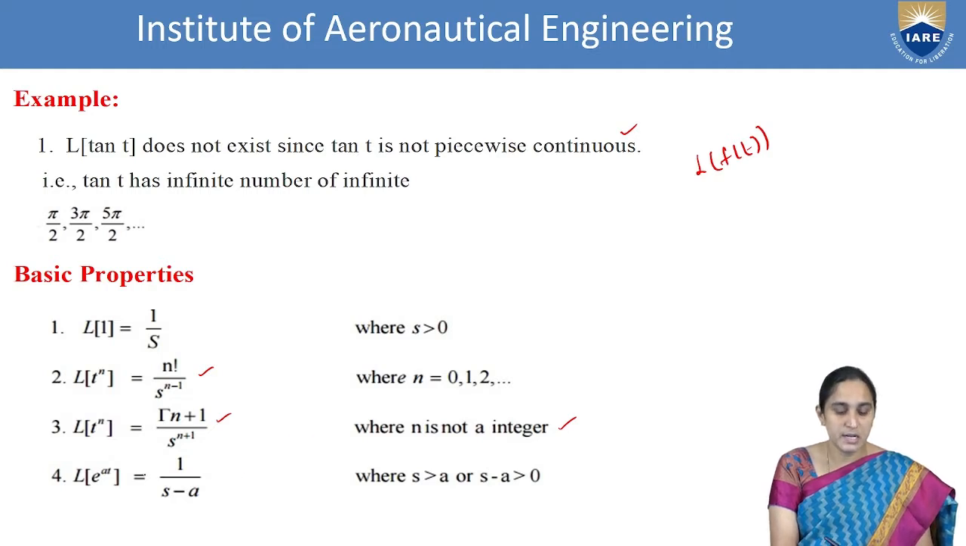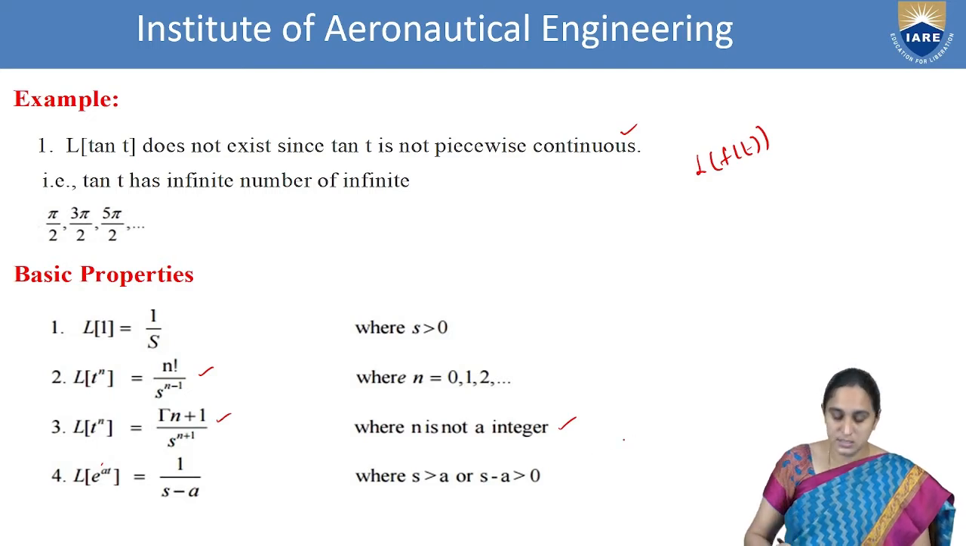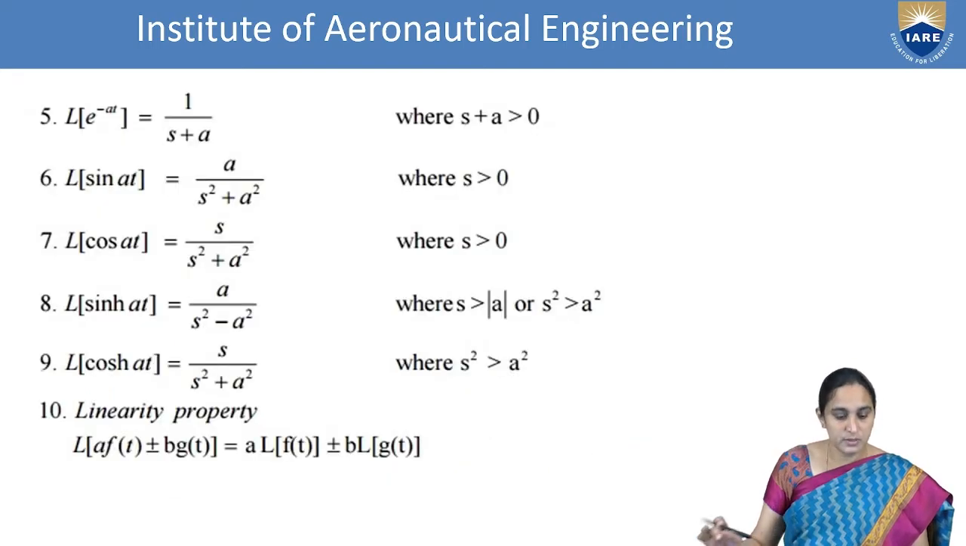What is e power at? That is an exponential form, and here the t coefficient is a. For that case, the Laplace formula is 1 by s minus a, where s is greater than a, or s minus a greater than 0. This is the formula of the fourth one.